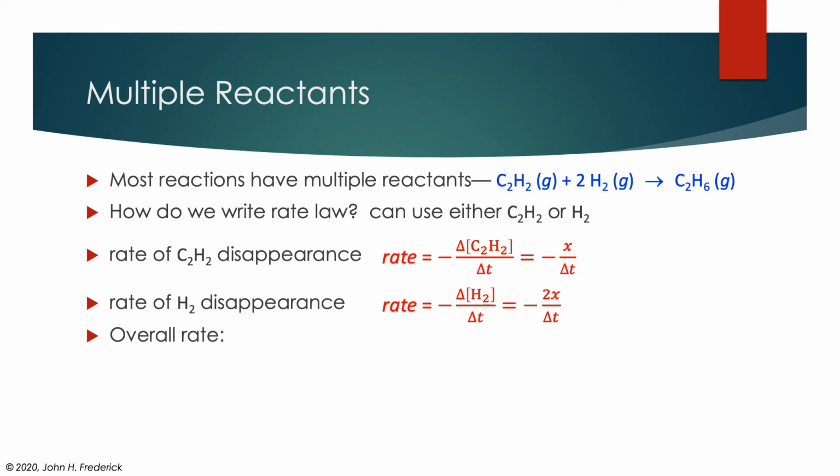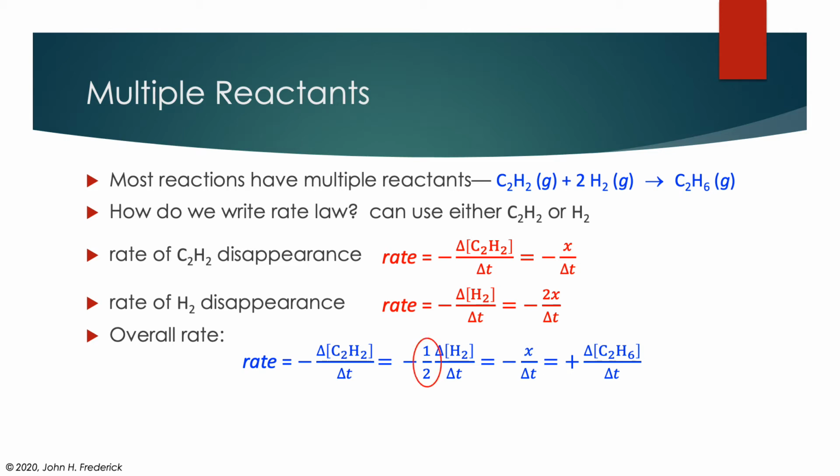So now if we want to define an overall rate, and we've got to choose between these, since they're related to one another, we can make a consistent definition for rate that takes into account the stoichiometric ratio. I'm going to propose that we write it as the rate of disappearance of the acetylene, but that's equal to a half the rate of the disappearance of H2. So in other words, our rate will be formally defined as the rate of disappearance of the acetylene.